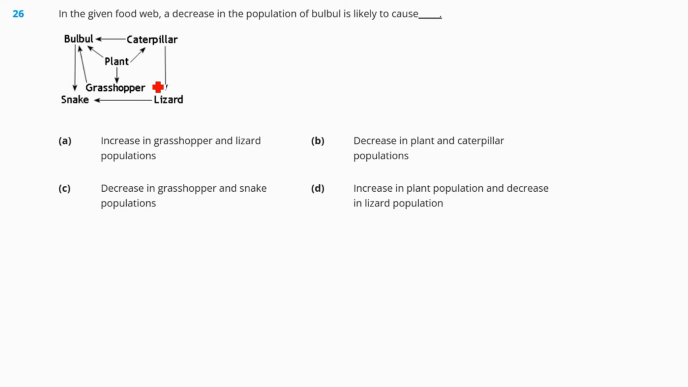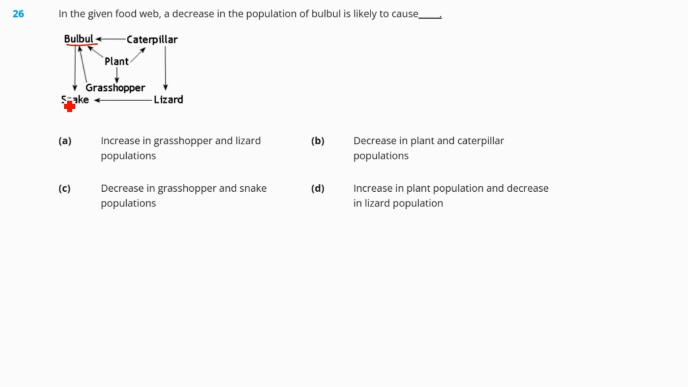Question number 26. In the given food web, decrease in the population of bulbul is likely to cause: caterpillar are eaten by bulbul, plants, bulbul is taking the plant, grasshopper, bulbul is also eating the grasshopper, and the snakes are eating the bulbul, right? So, increase in the grasshopper and lizard population. So, here that means there is a decrease in the bulbul population.